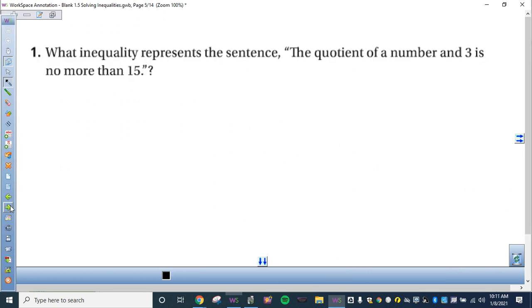Next one, we have the quotient. Quotient means divide. So if you don't know that, that's a good flashcard to make, because when you're taking my test or the SAT, they'll definitely use words like quotient. If you have no idea that quotient means divide, write it down. So, the quotient of a number and 3 is no more than 15.